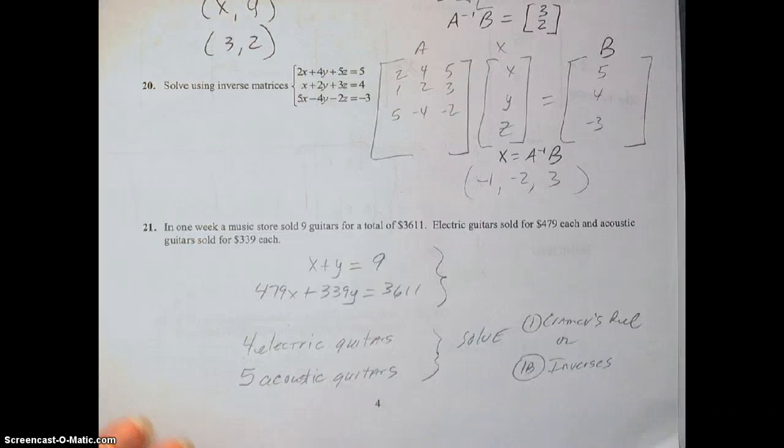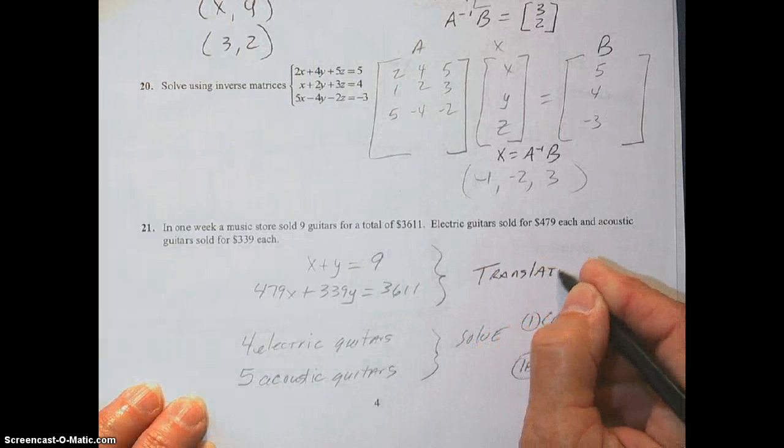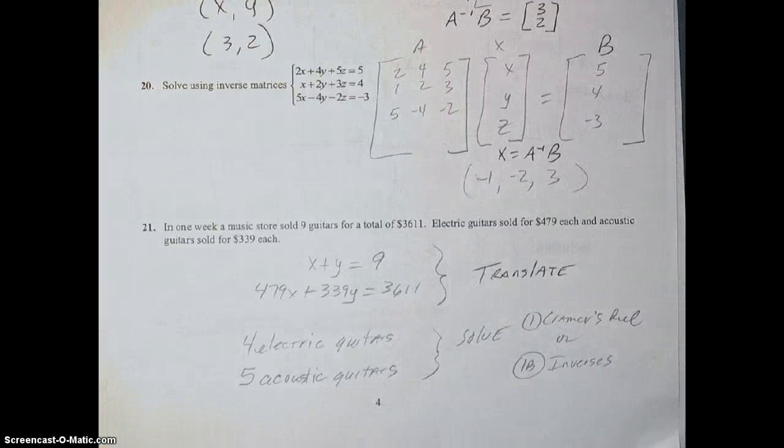Remember, we'll first translate. I have 2 types of guitars, so I have a total of 9 guitars. Each guitar costs something different, and we have a total cost. And then I solve this. You can either solve by Cramer's rule or that A inverse B that we just discussed.